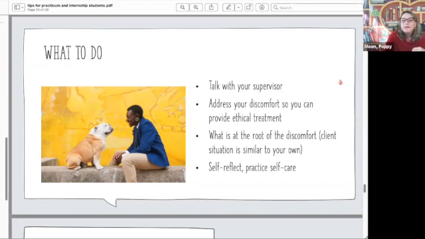Maybe at the root of it, there's a situation that's similar to your own. So maybe they're talking about abuse and you suffered the same kind of abuse as a child, and it's just very uncomfortable for you to deal with. Talk to your therapist about that.